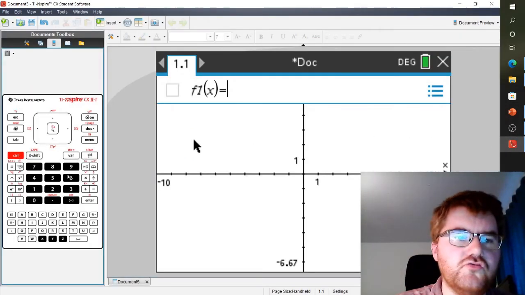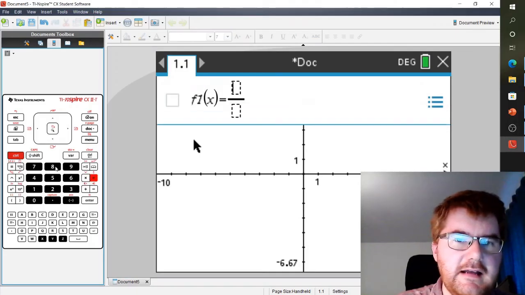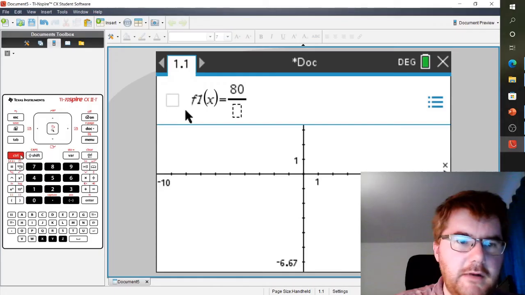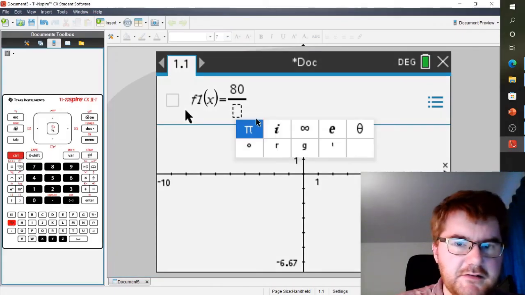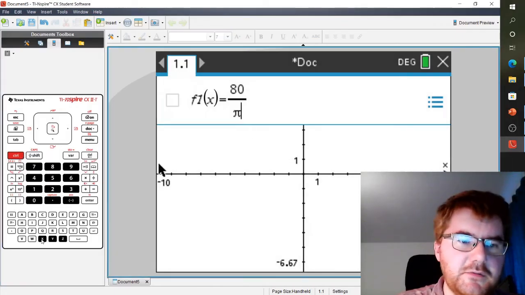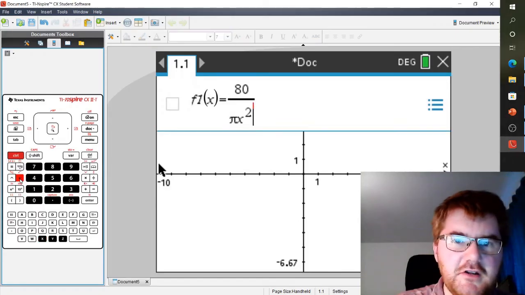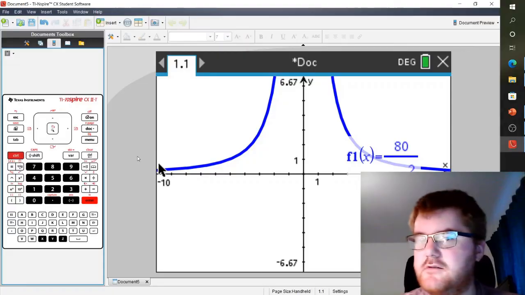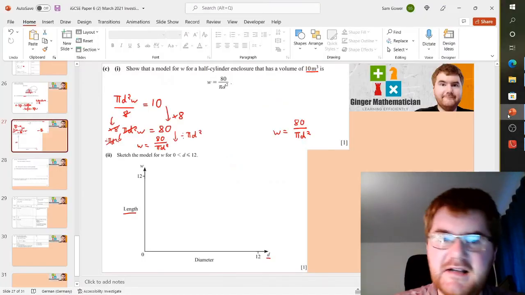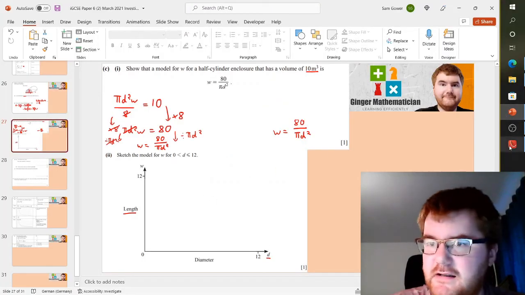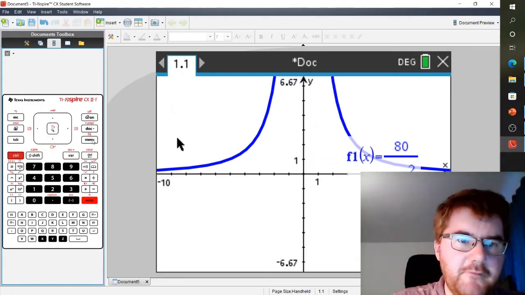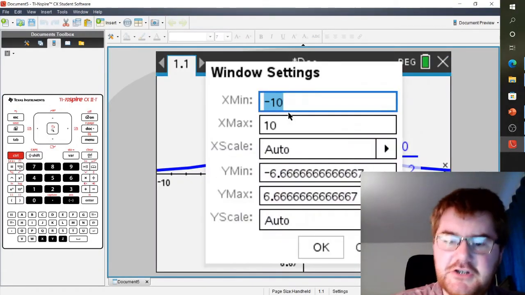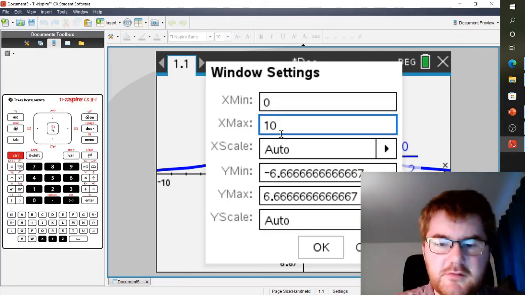So we go control, 80 divided by pi x squared. I'm going to do this in a different order to what I did last time, just to show you that when you do this without changing the window settings, you'll get kind of a weird graph here. But remember, we want the axes between 0 and 12, just like last time. So you can always do this in either order. So you go to Menu, Window Settings, and we're going to change both between 0 and 12.